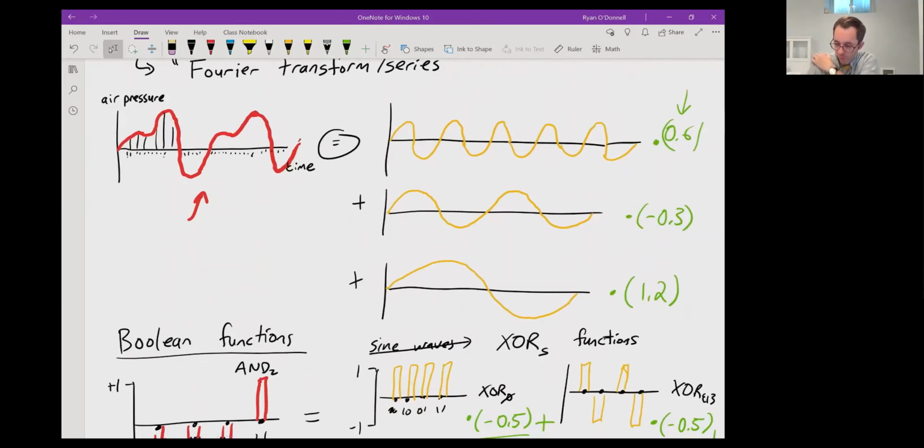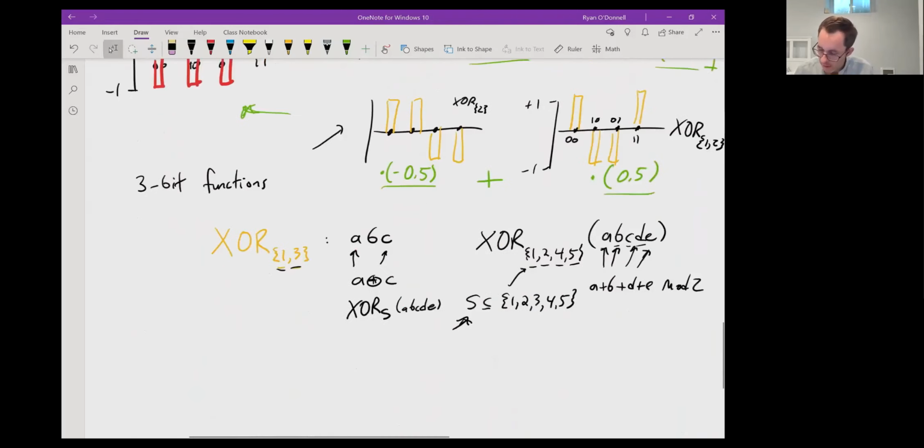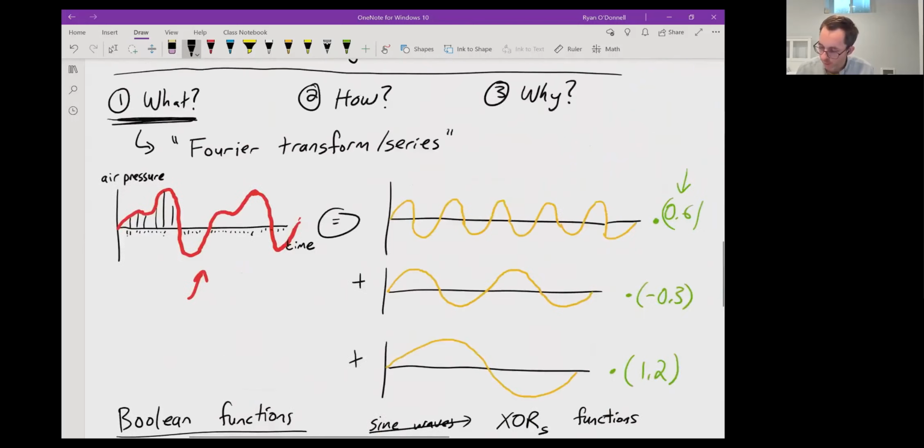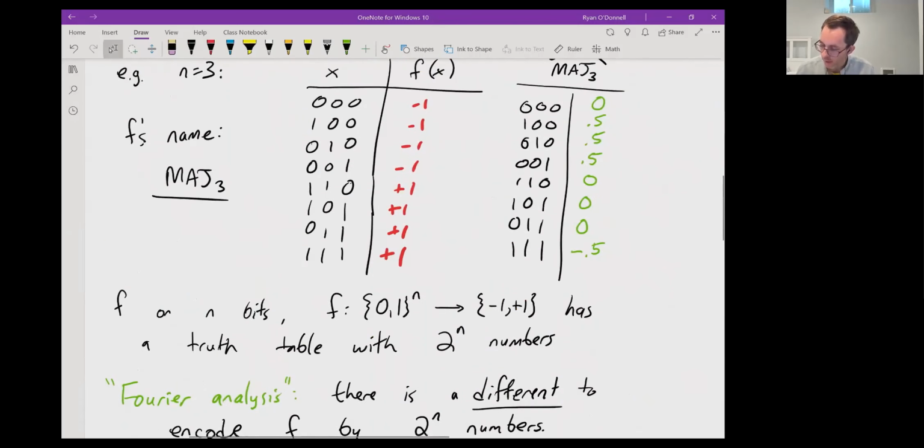So actually, for most of what I'm going to talk about in the remainder of this lecture, in some sense, all you really need to know is that for every Boolean function represented by a truth table, like these red numbers, there's some equivalent way to represent it by 2 to the n numbers, these green numbers. And these green numbers are called the Fourier coefficients. They measure the strength or intensity of these different XOR functions within your function f.